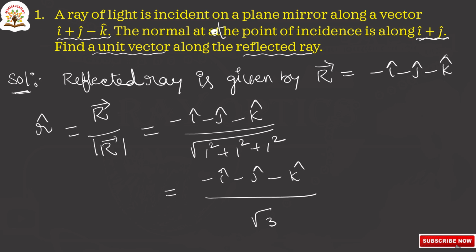This is the normal at the point of incidence along i cap plus j cap. This is r cap, the reflected ray. Here, this is the unit vector along the reflected ray. Okay, this is the final answer. r cap is equals to minus i cap minus j cap minus k cap by root 3. Okay, next we will go to the next question.